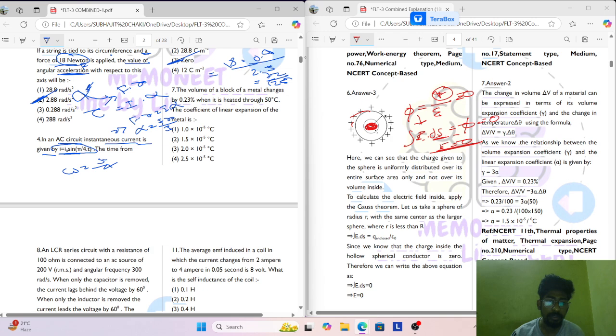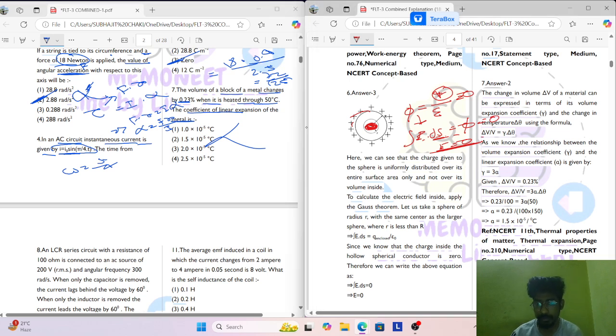The volume of a block of metal changes by 0.23% when it is heated through 50 degrees Celsius. What is the coefficient of linear expansion of the metal? Linear expansion means alpha you have to calculate. Volume change is given. First of all, understand that the change in the volume with respect to any change in the temperature is given by del v by v equals gamma into del theta. Theta is the change in the temperature, gamma is the coefficient of volume expansion, and gamma equals 3 alpha. So if you find gamma, then divide by 3 and you will get the answer of alpha.